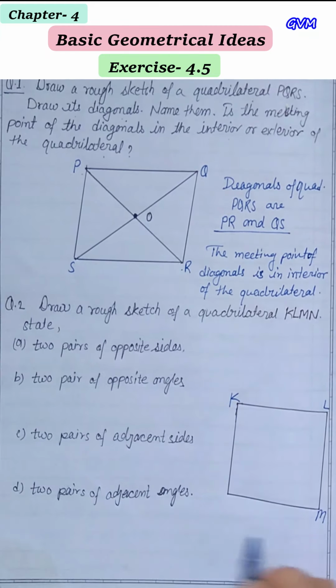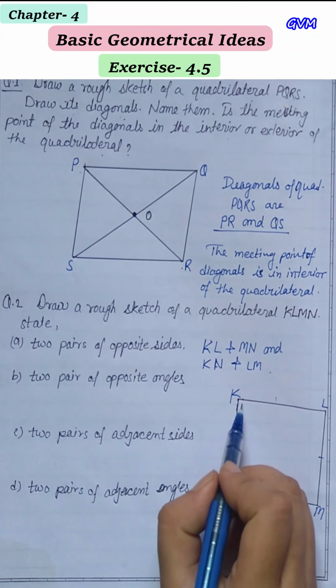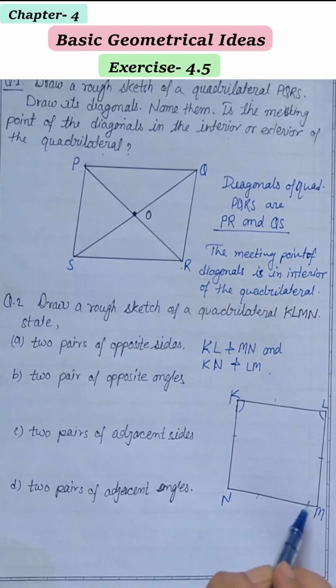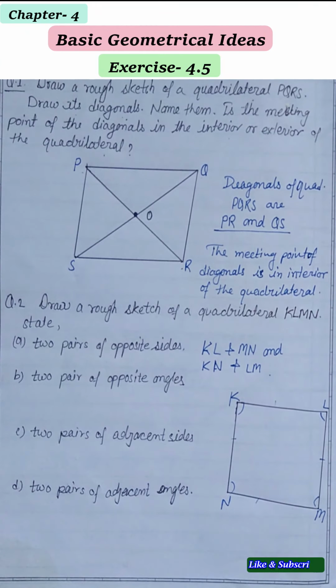Part B, we have two pairs of opposite angles. The angles we have: first angle is this, second, third and fourth. Four angles we have in this quadrilateral. Now the opposite angles: first, K and M are two opposite angles, and second, L and N. These two angles are opposite angles.